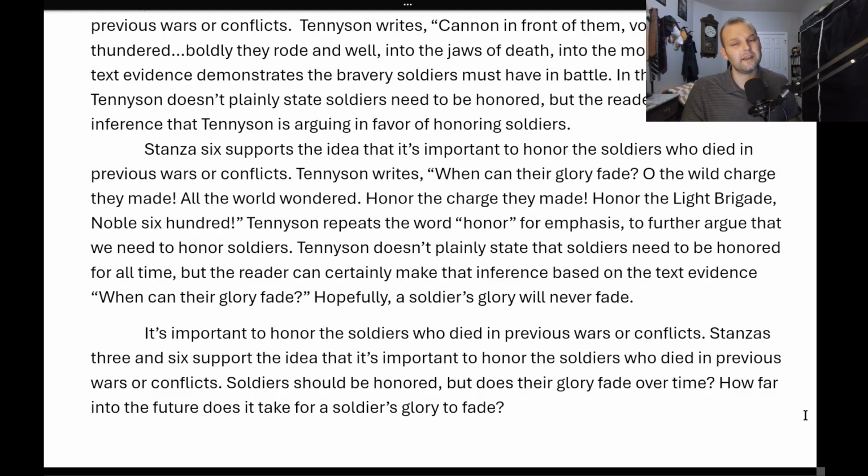Tennyson doesn't plainly state that soldiers need to be honored for all time, but the reader can certainly make that inference based on the text evidence. When can their glory fade? Hopefully, a soldier's glory will never fade. So again, Tennyson doesn't plainly state it, but based on that text evidence, when can their glory fade? The reader can make a strong inference or educated guess that Tennyson would believe that a soldier's glory would hopefully never fade. Good readers make inferences.